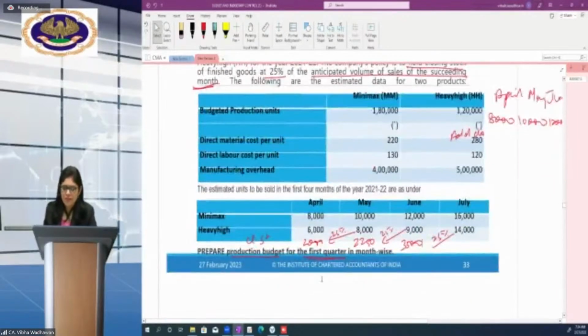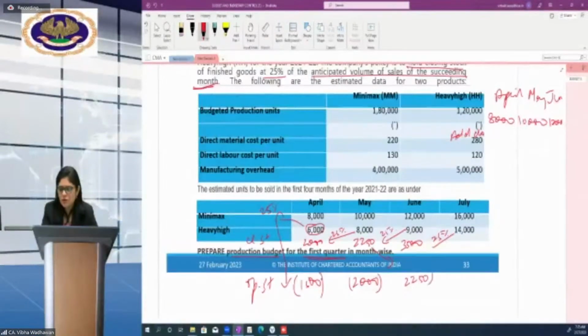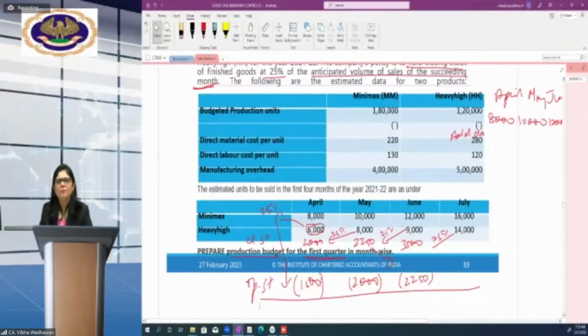So I'm just writing it over here for you. Opening stock: 6,000, 25% will be the closing stock of March. That will become the opening stock, so 1,500 opening stock. Closing stock of April will become the opening stock of May, and closing stock of May will become the opening stock of June. So this is how we have done it for the second product also. Sales, add closing stock, less opening stock, you will get the production units.